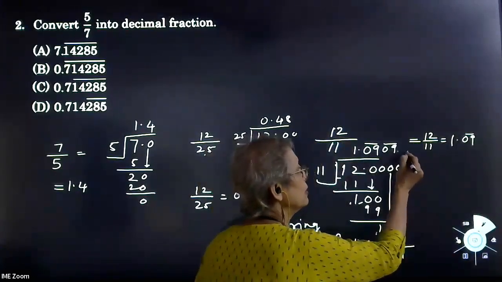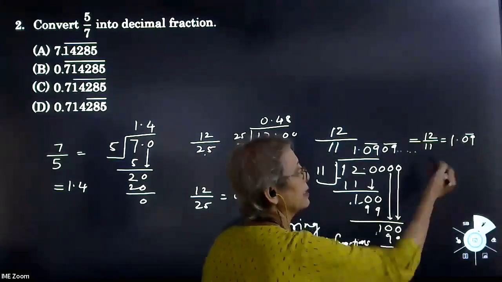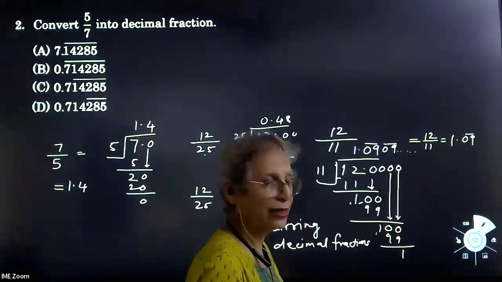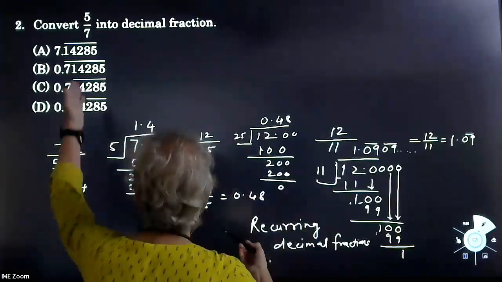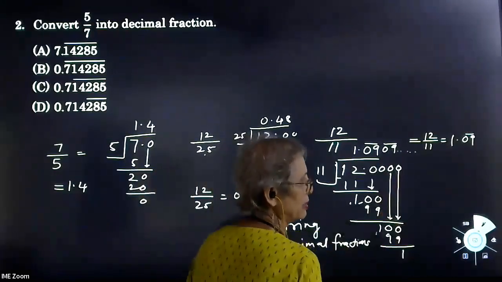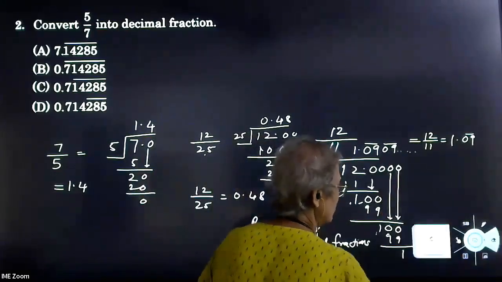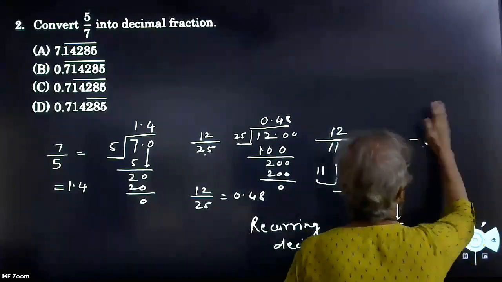1.090909. If you go on doing this, you will get the same two digits again and again, and then it will be a recurring 1.09. So whenever the denominators are some prime numbers like this, we get recurring decimal fractions. Okay. So let us see the given sum now.